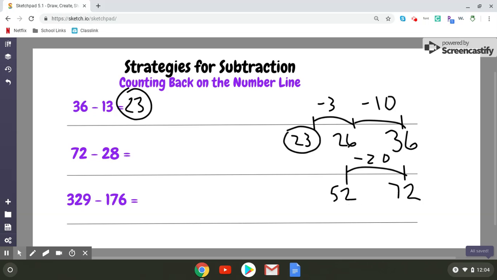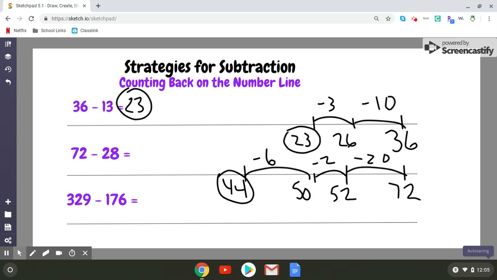But now I have to take away 8, and the number 52 only has 2 ones in the place here. So some students might just in their head count from 52 back 8, and that's fine. But to make it a little easier to manage, they might want to first subtract 2 to get them back to that landmark of 50, and then subtract the rest that they had to take away, the other 6. So breaking up that 8 into 2 pieces might make it easier. So when we take away 50 minus 6, we get to 44. And there's our answer. 72 minus 28 equals 44.